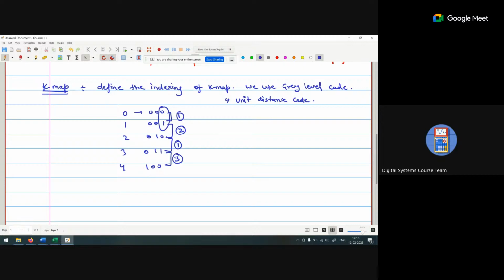So basically, the distance between the adjacent representations of the binary numbers, the number of bits changed, is different. We can say that the distance is different. So to do better, we can represent it in the gray level code, where every time only one bit is changed.